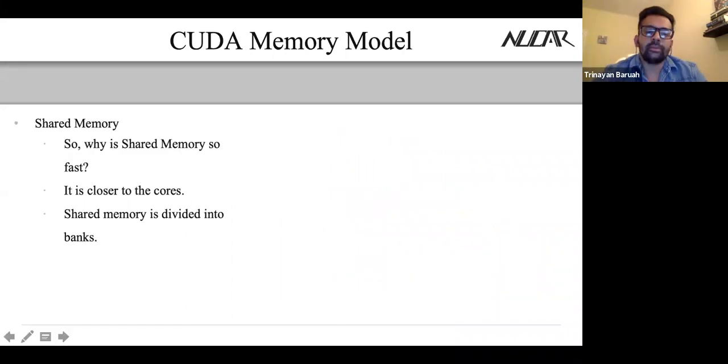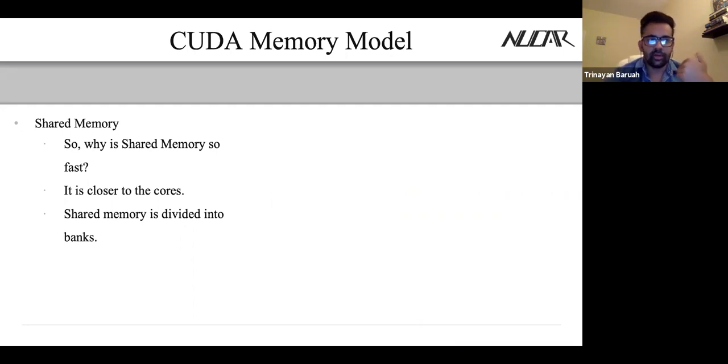So why is shared memory so fast? I mentioned this before: it's made with an advanced technology, which is SRAM. It's much more expensive and it's closer to the cores. So the idea is shared memory is closer to the cores, and so it's faster.